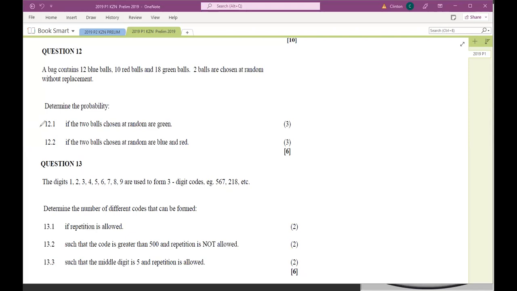So on question 12, we are given a bag that contains 12 blue balls, 10 red balls, and 18 green balls. Okay. So how many balls do we have in total? If you go to your calculator, you say 12 plus 10, and then you add 18. That should give you 40 in total. So we have 40 balls of different colors in a bag, basically, right? Okay, let's keep on reading.